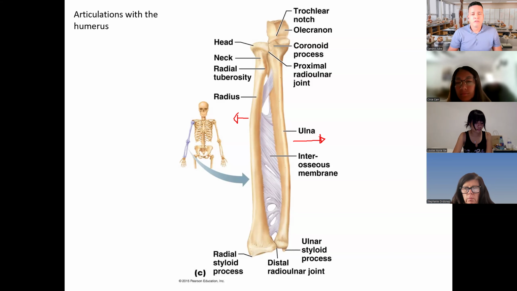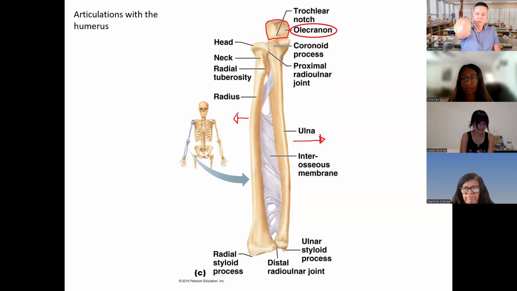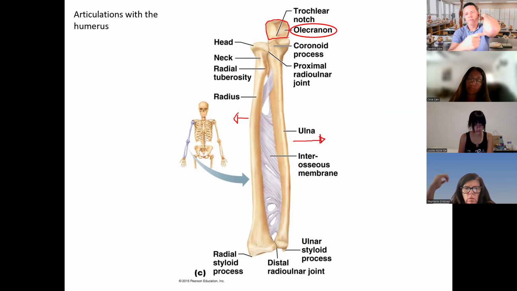Let's start with the ulna first. A marking that you need to know is what we call the olecranon of the ulna, right here. What is this olecranon? Guys, if you bend your arm and you touch the tip of your elbow, you are touching the olecranon of your ulna right there. Okay, so we have the olecranon of the right ulna. We have the olecranon of the left ulna.